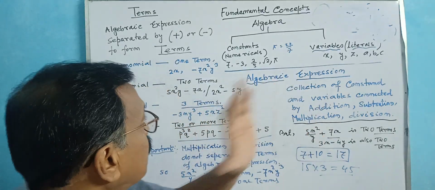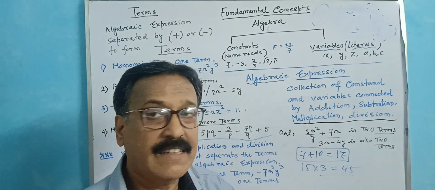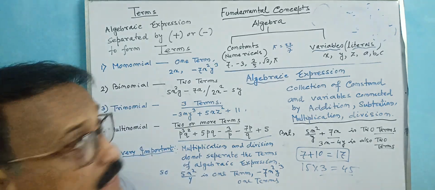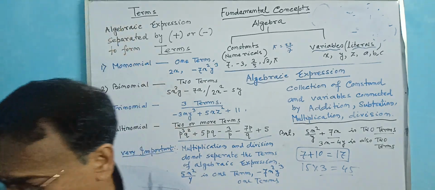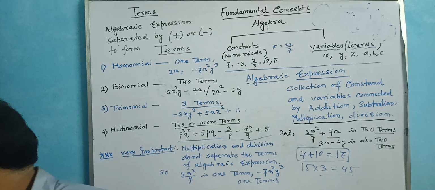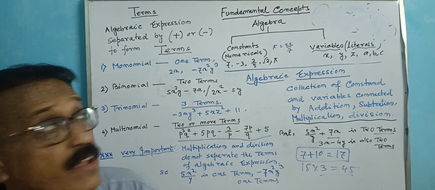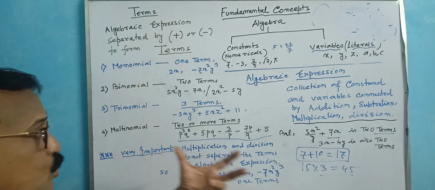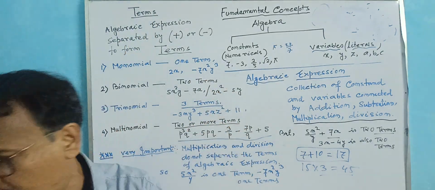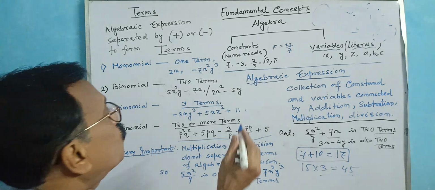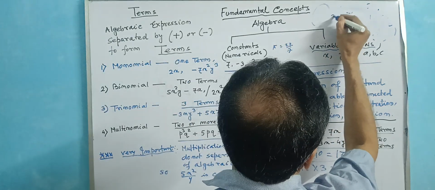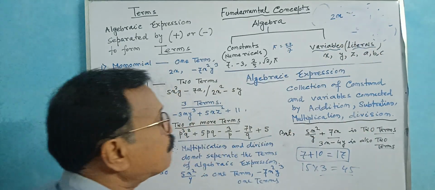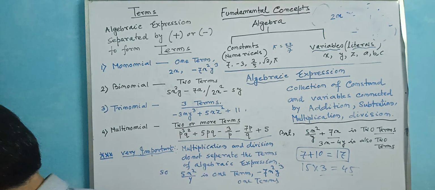Clear? Is it clear to you? Now the next thing is the term. What do you mean by a term? Which one do you call the term? Now an algebraic expression is separated. First, you form an algebraic expression. Suppose 2x is an algebraic expression. Let me write it clearly.